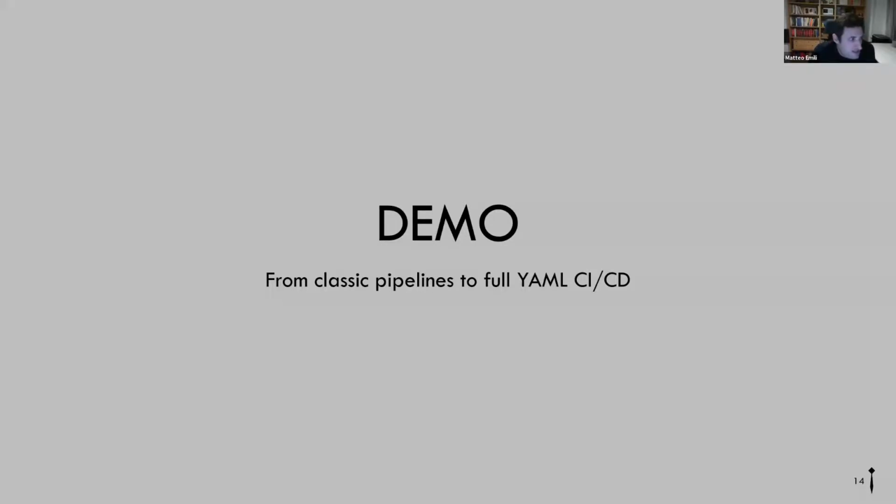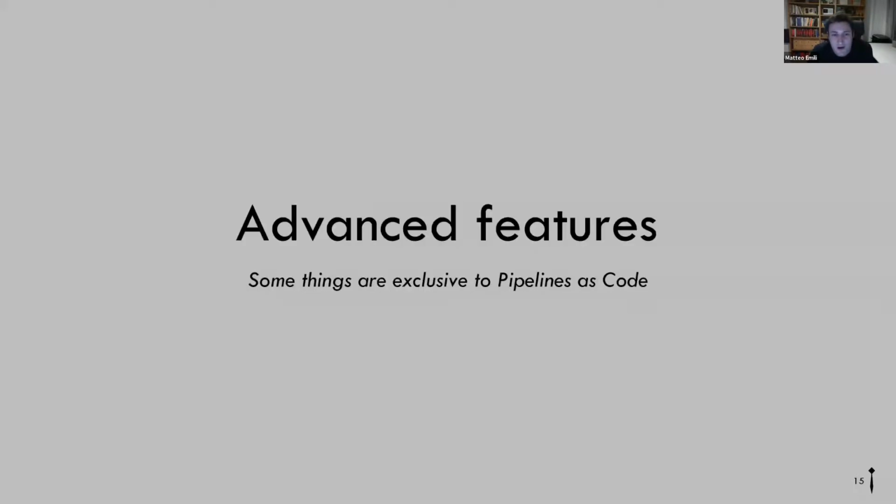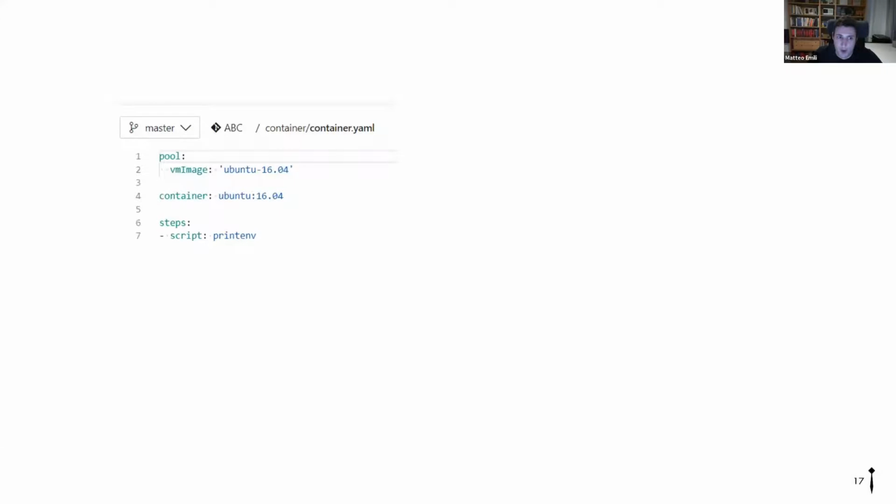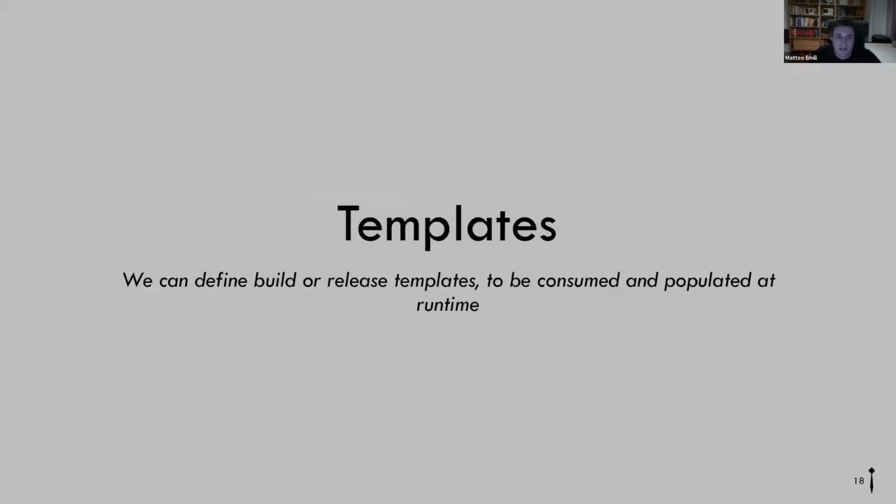So like I said, this is the end-to-end story of moving from traditional to modern, but now there are advanced features. And there are some things which are exclusive to pipelines as code. Container jobs, for example, where the agent is only hosting the container actually running your job. And this is extremely powerful when you have certain support scenarios, for example. And you can have different containers doing different things. Now, we'll see that in a moment, and I will show you what it is in action.